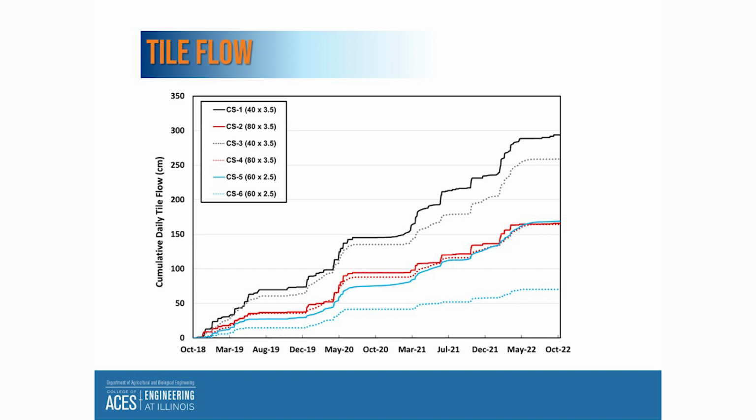So CS1 and CS3 had the highest tile flow among these 3 combinations, followed by CS2 and 4, 80 and 3.5, which were the red lines. And then we saw a big discrepancy in the third combination, 5 and 6. CS5 was narrowly following the trend in 3 and 4. However, CS6 was standing alone on the bottom of this chart. And we were wondering what happened.